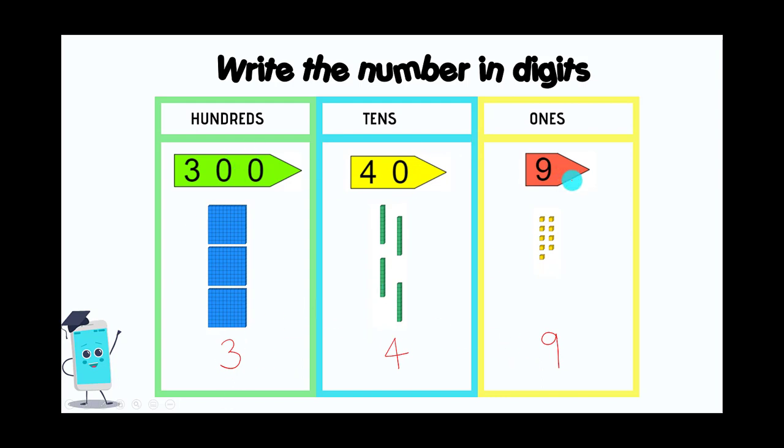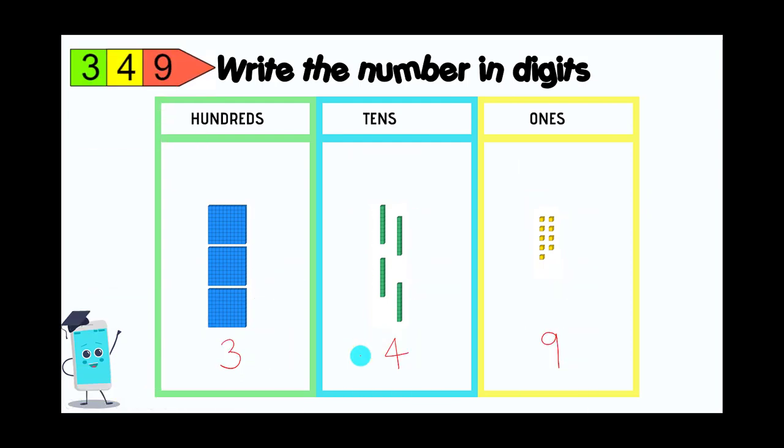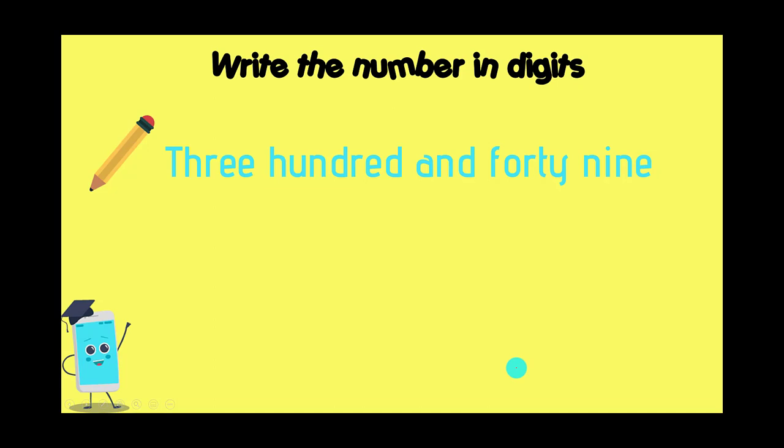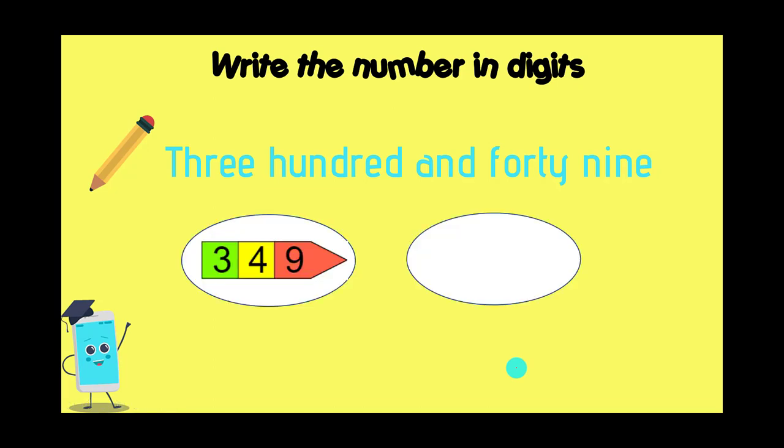If you visualize an arrow card, if you use an arrow card to help you until you're confident enough just to write the numbers in, look what happens when I put my 300, my 40, and my 9 together. Combined, they make the number 349, like this, 349. So to write it as a digit, I could use my arrow card to help me visualize that those numbers together make 349.